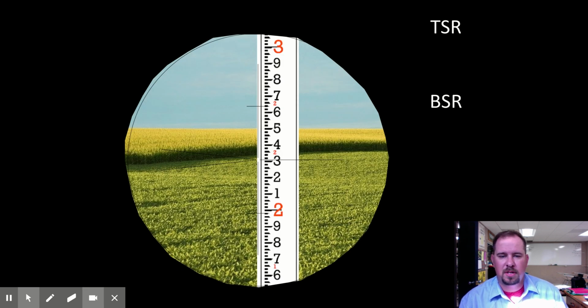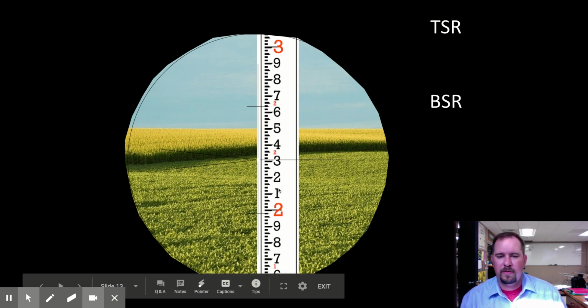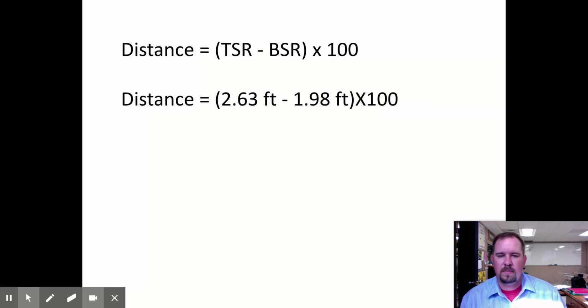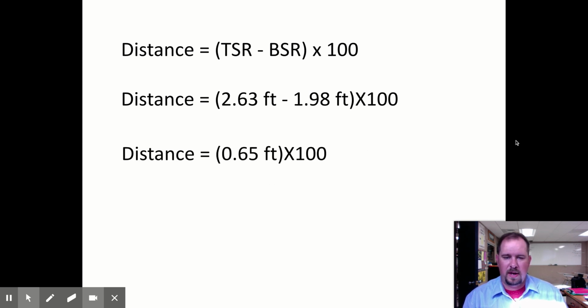All right, last one. Try it again. The top one, we should have 2.63. The bottom one is 1.98. Here's the math set up for you. See if you can figure out what the actual distance is. When you subtracted, you should have got 0.65. When you multiply by 100, you should just get 65 feet.